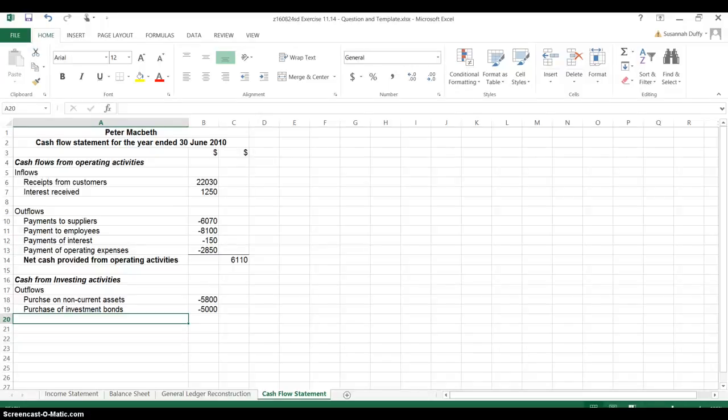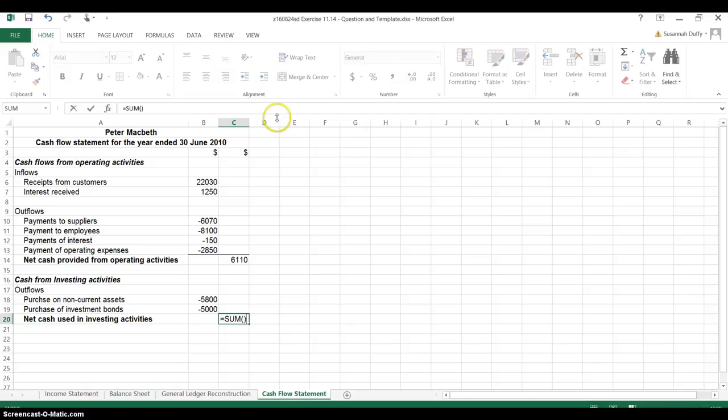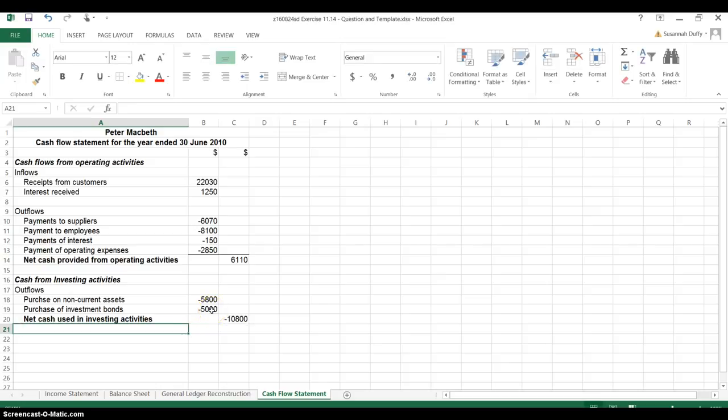question. So again, we can get our net cash used in investing activities, which is just the sum of the 5,800 and the 5,000. Sum those two and enter. Now it is important in your exam that you do use formulas. The more formulas you use, the easier it will be for me to mark you well and give you higher grades. Right, now we are on to the last part, the last type of activity.